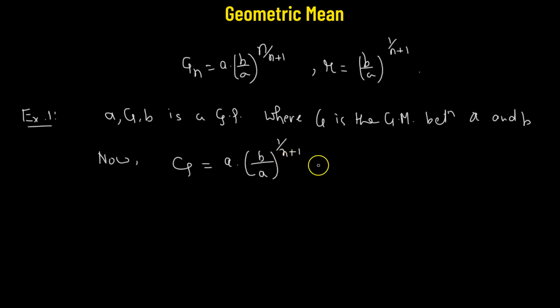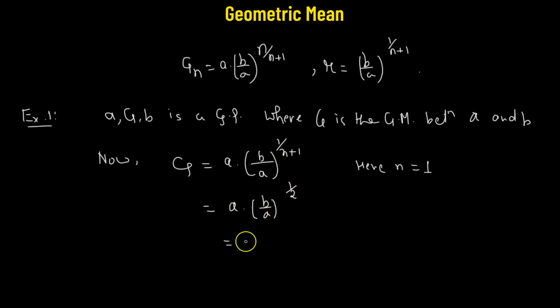So what does n represent here? n does not represent the total number of terms. Here n represents the total number of geometric means that have been introduced. So here n will be equal to 1 because only one geometric mean has been introduced between a and b. So let's substitute the value of n with 1. This is going to give us a times (b over a) whole raised to the power of 1 over 1 plus 1, which is a half.